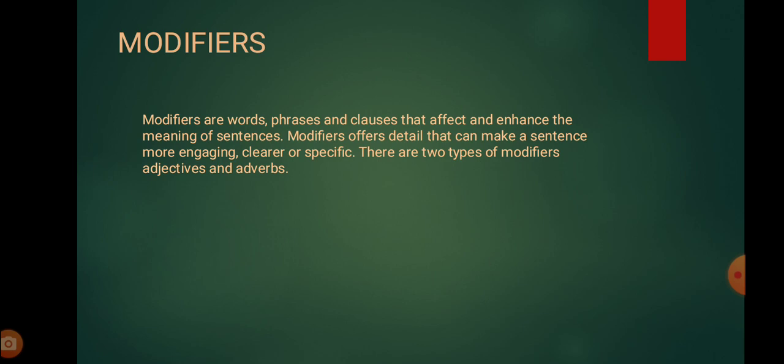So based on this definition, we can see that modifiers are words or phrases or clauses that affect the meaning of a sentence. You see, it gives more meaning to the sentence. That's why it is called what? A modifier. So it modifies sentences, phrases, clauses, so that the sentence can be more engaging, clearer, and more specific.